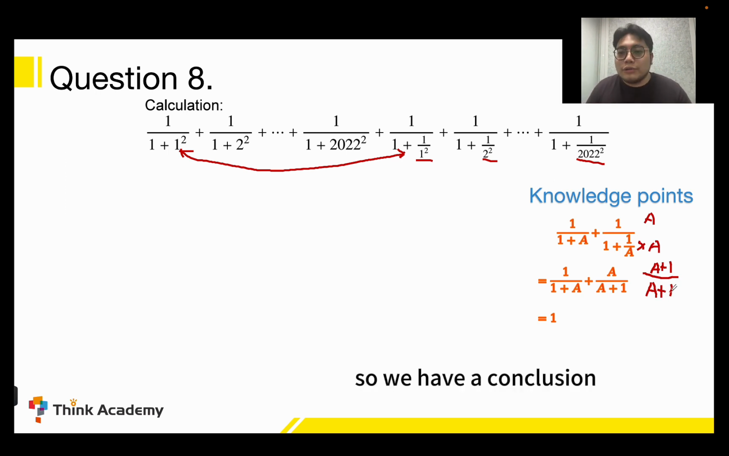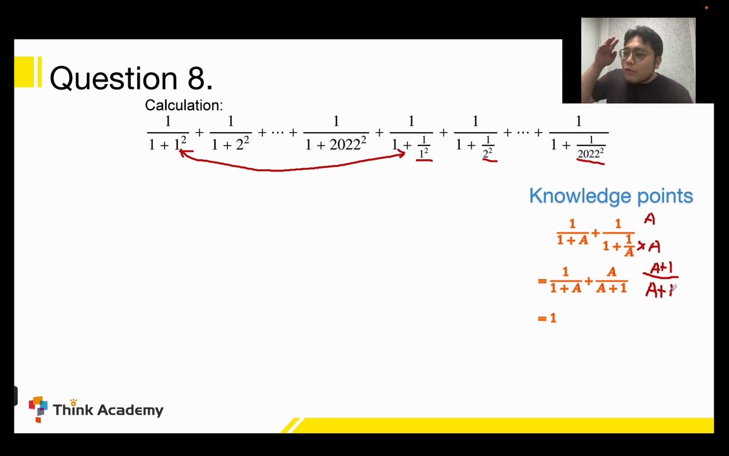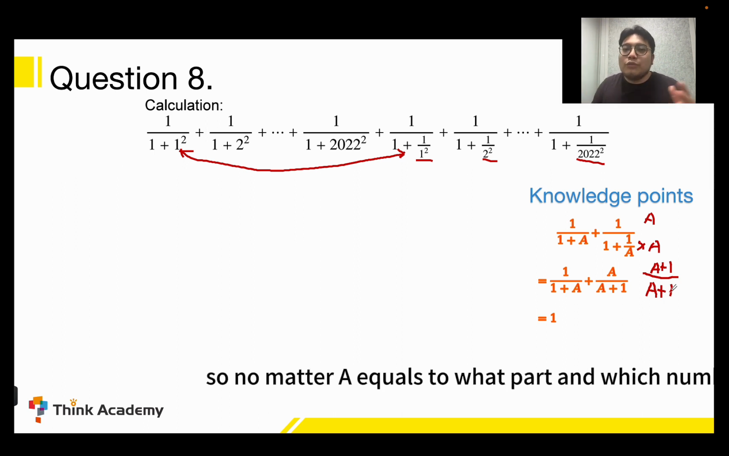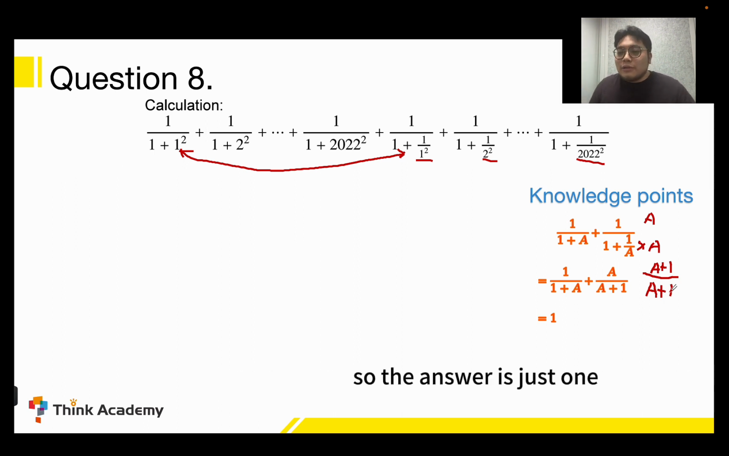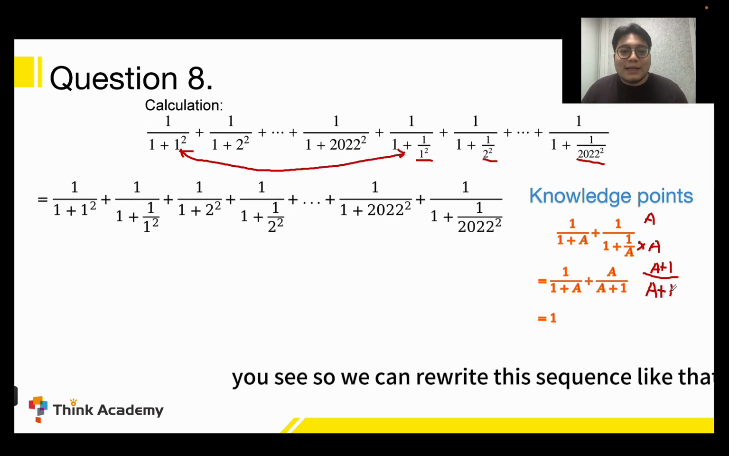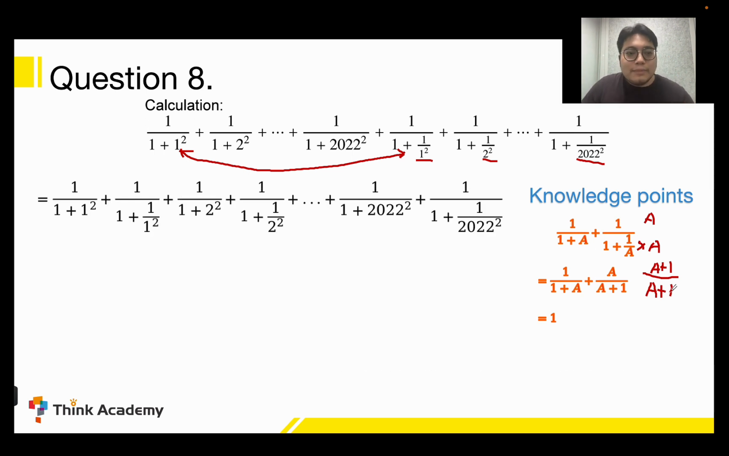So we have a conclusion. For 1 over 1 plus a plus 1 over 1 plus 1 over a, this kind of complex fraction, the sum is just 1. No matter what number a equals, the answer is just 1. So we can rewrite this sequence like that: 1 over 1 plus 1 square, plus 1 over 1 plus 1 over 1 square, plus and so on, plus 1 over 1 plus 2022 square, plus 1 over 1 plus 1 over 2022 square.